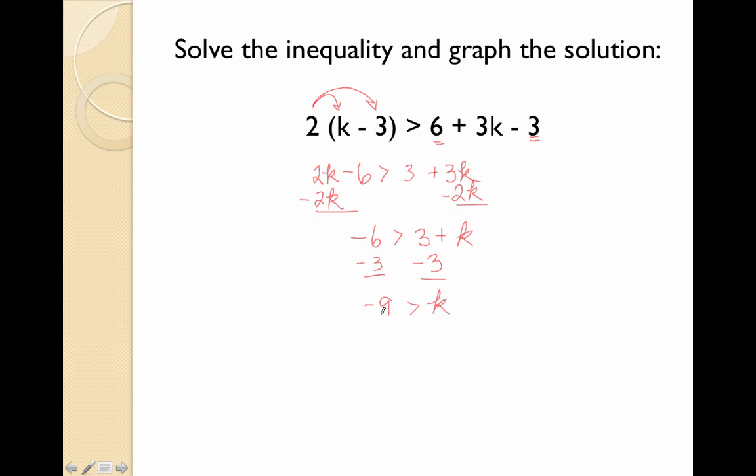It's a negative 9, that's fine. I don't flip my inequality because I did not divide or multiply by a negative number. But remember, finally, I'm going to write it as k is less than, because I'm reading it backwards, k is less than negative 9. So graphing it very quickly, I've got a negative 9 down here. It's less than, which means I'm going to have my open circle and going less than, or to the left.